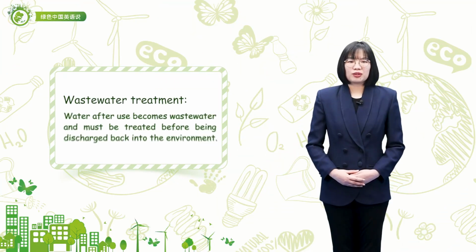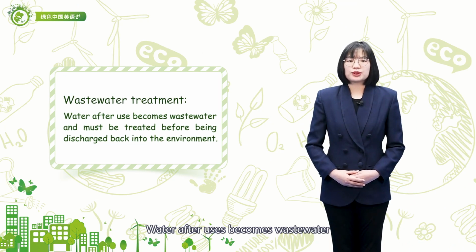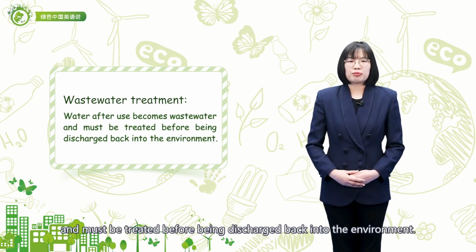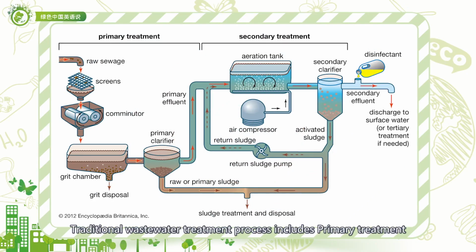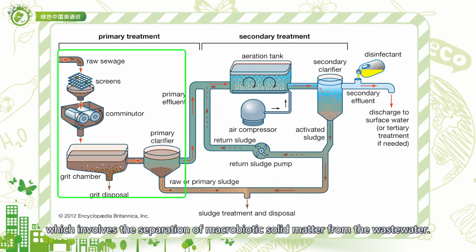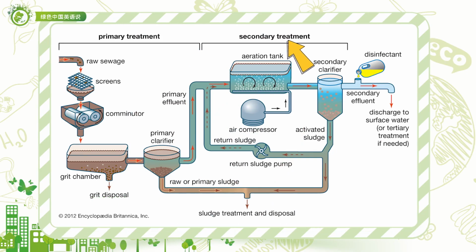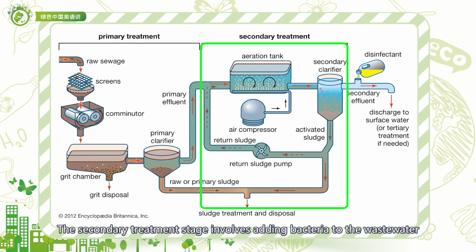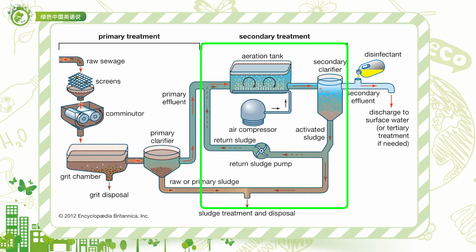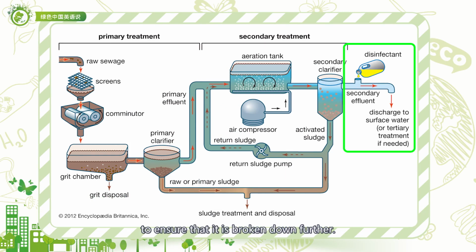Wastewater treatment. Water after use becomes wastewater and must be treated before being discharged back into the environment. The traditional wastewater treatment process includes primary treatment, which involves the separation of macrobiotic solid matter from the wastewater. The secondary treatment stage involves adding bacteria to the wastewater to ensure that it is broken down further. Next, wastewater must be disinfected with chlorine or UV radiation.